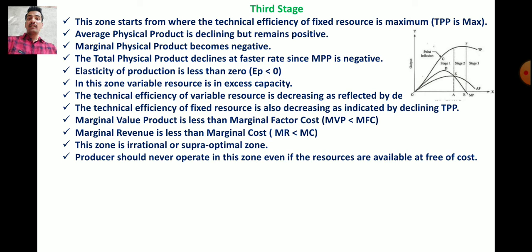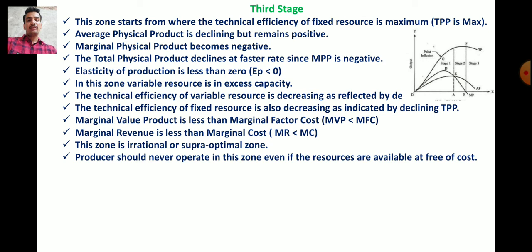So the technical efficiency of variable resources is decreasing, as reflected by the curve. The technical efficiency of fixed resources is also decreasing, as indicated by declining TPP. Then marginal value product is less than marginal factor cost, or marginal revenue is less than marginal cost. That's why this third stage is also the irrational or supra optimal zone. The third stage is known as the supra optimal zone or irrational zone of the production function. So the producer should never operate in this zone, even if the resources are available at zero cost, because total production is decreasing, AP is decreasing, and marginal physical product, means additional product, goes negative. So this is about the three stages of the production function.